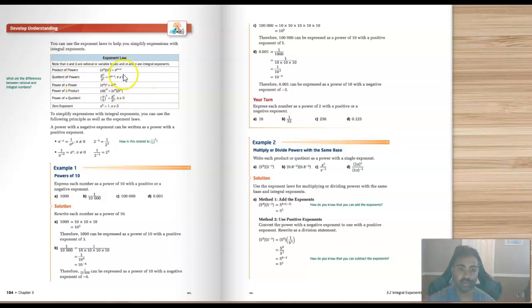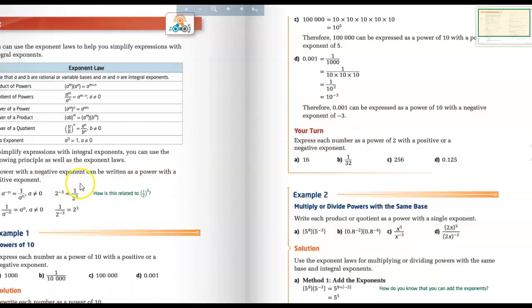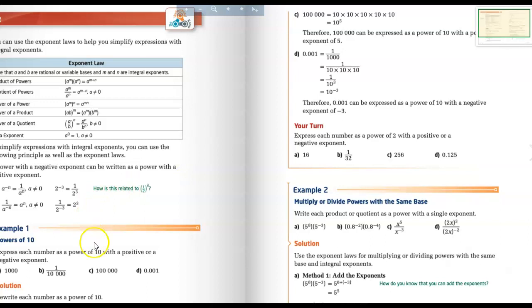So you got your product rule. When you're multiplying a number with the same base, you just add the exponents. Quotient rules, when you're dividing numbers of the same base, you just subtract their exponents. So m minus n over here. Maybe it might be better if I zoom in. Okay, there we go. Maybe this might be a little bit better.